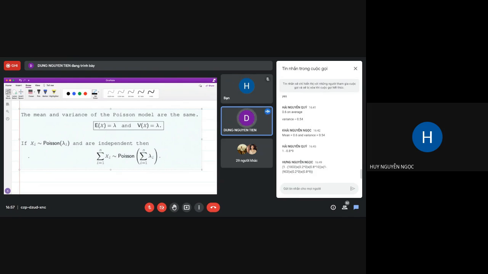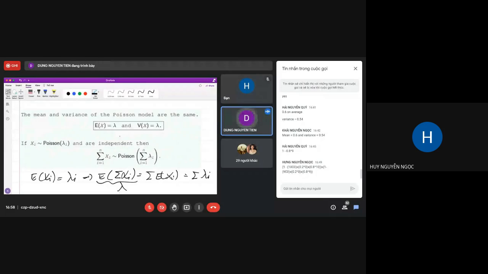Furthermore, if you have many Poisson random variables and they are independent, then the sum of the Xi follows a Poisson distribution with the parameter lambda equal to the sum of the parameters lambda i. Let's say the mean of Xi is lambda i, then the mean of the sum of Xi is the sum of the means of Xi, and you come up with the sum of lambda i. And this is the parameter of the Poisson distribution.